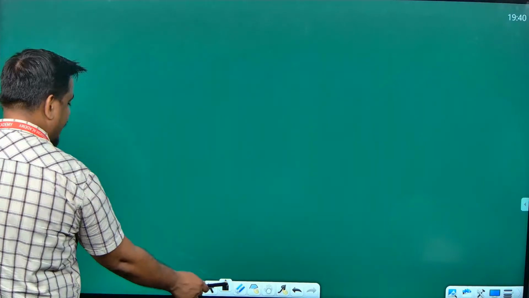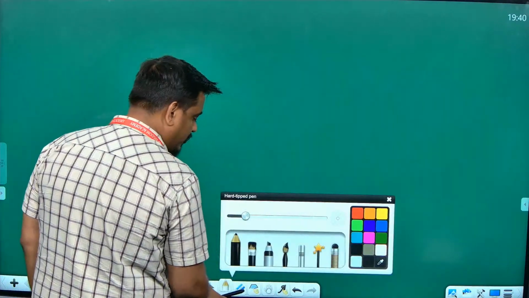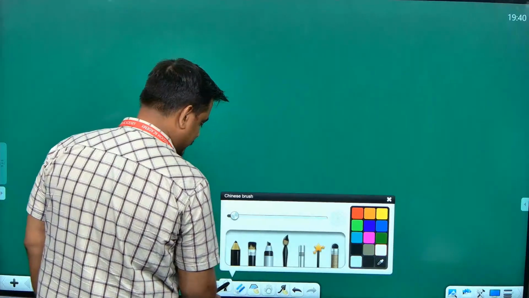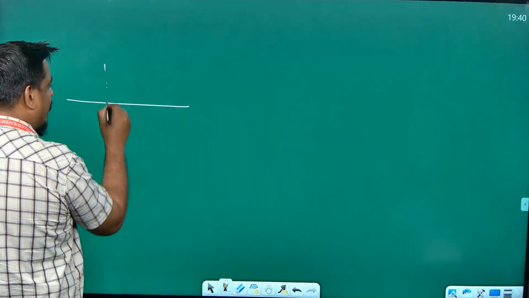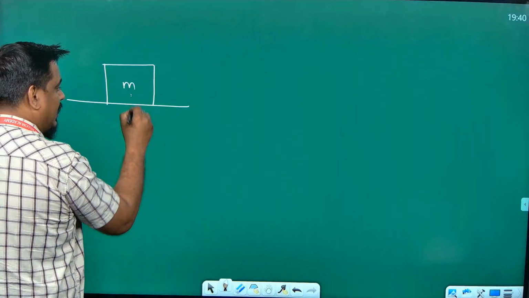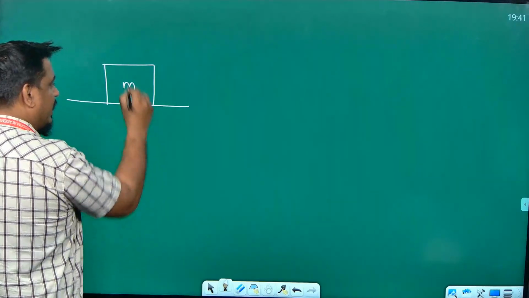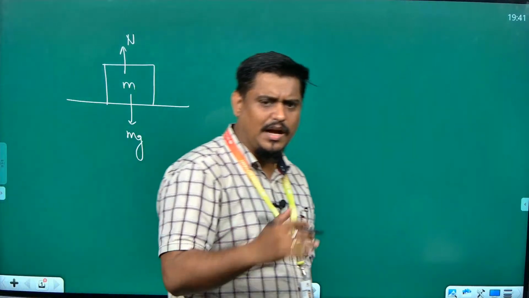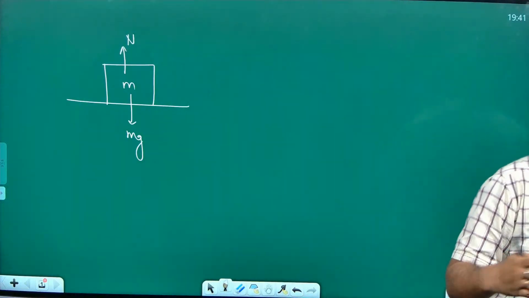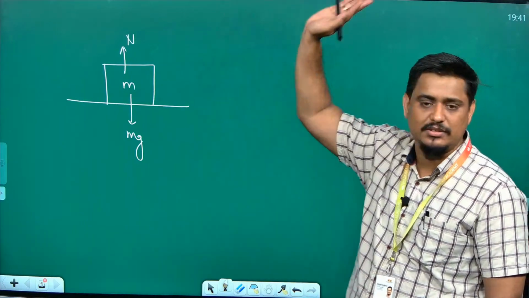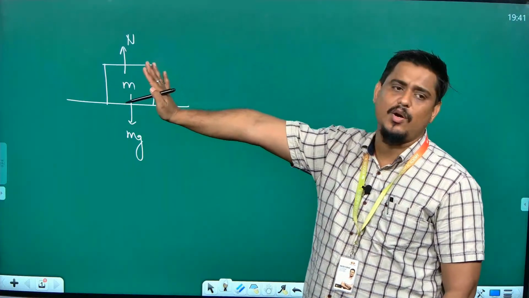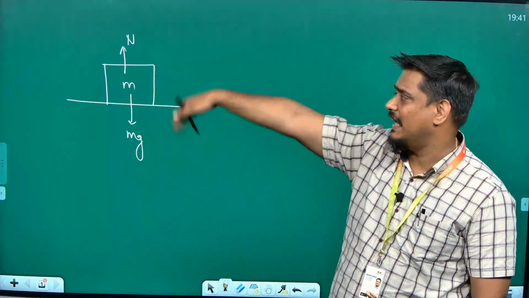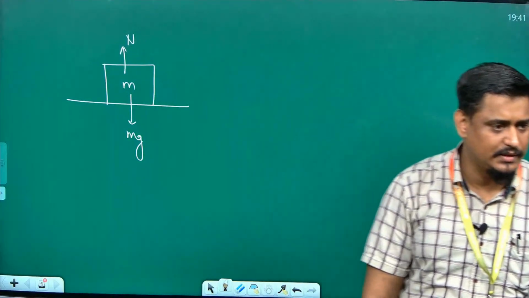Okay. So, in the previous class I just told you how to write the forces. For example, if an object is lying on a horizontal surface, something like this, surface is there and I am having an object of mass m, downwards will be mg, upwards will be normal reaction N, or some books will write R also. R or N means the same, normal reaction. So, this is the action, that is the reaction. If there is no other force acting on it, these are the only forces, N and mg, isn't it?